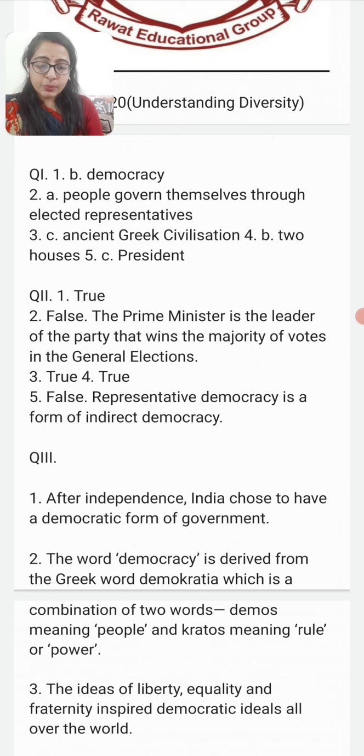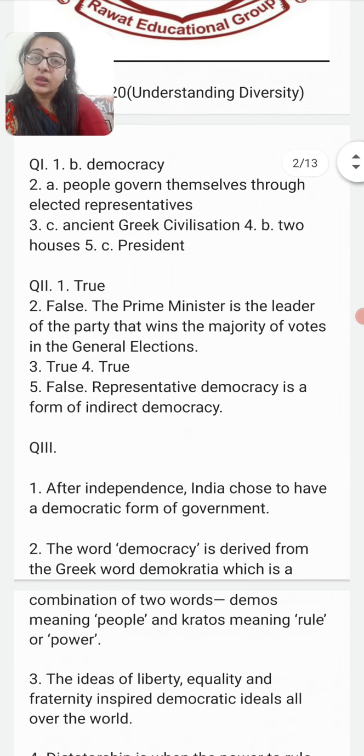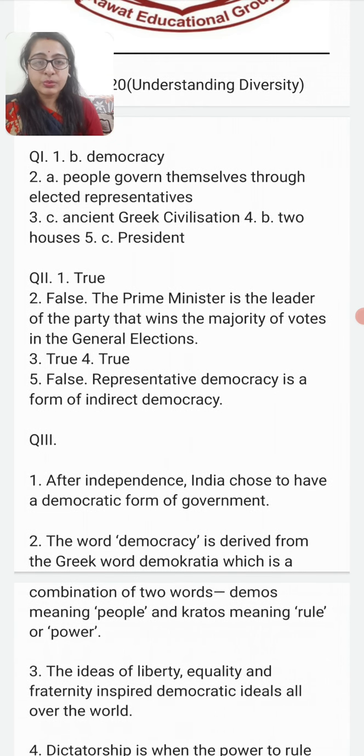First question: in the present day world, the most popular form of government is democracy. Okay, and democracy is a form of government. What type of government is democracy? People govern themselves through elected representatives. Okay, now number third: the story of democracy is as old as the ancient Greece civilization. Okay, because it came firstly in the Greek civilization only.